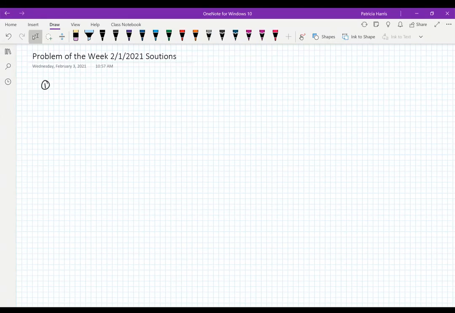Hello. So right now what we're going to do is go through the solutions of the problem of the week for February 1st, 2021. The very first problem we have is to find the area of the triangle given all three sides.